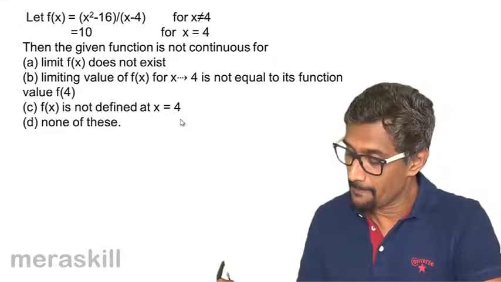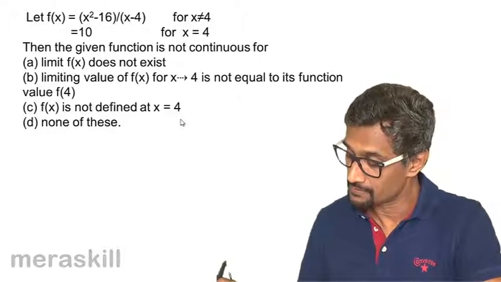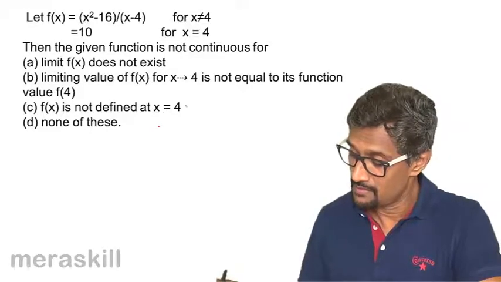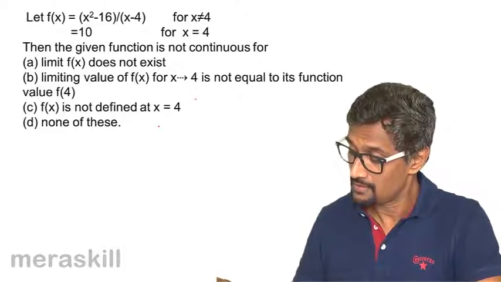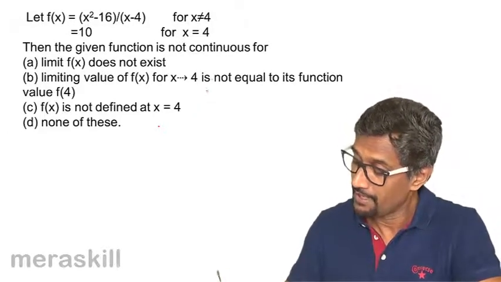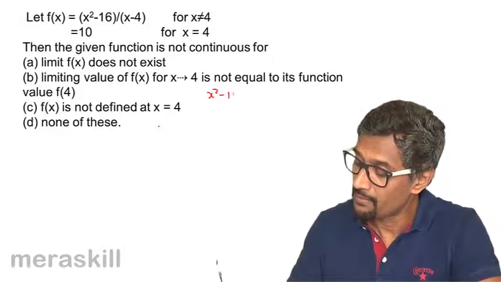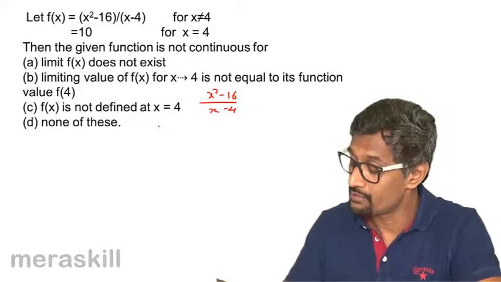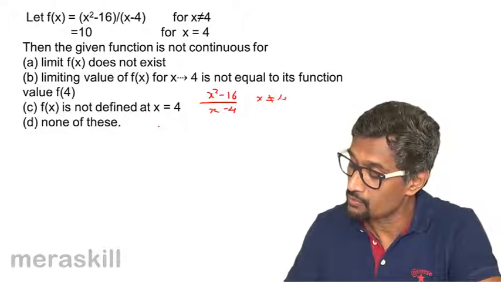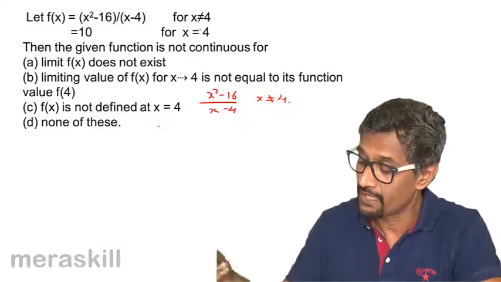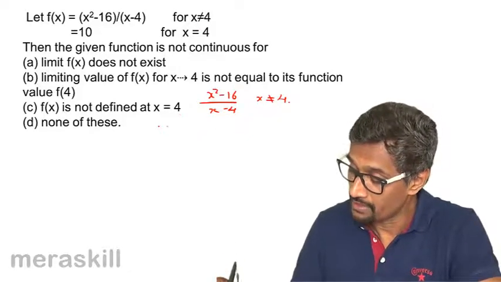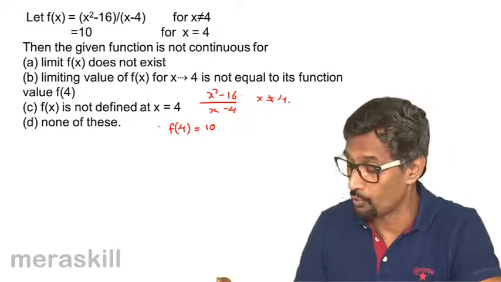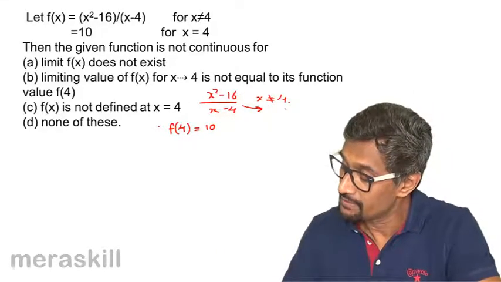Now, let's take this. You have f of x. F of x is x square minus 16 upon x minus 4 for any value of x not equal to 4, and it is equal to 10 when x is equal to 4. So that means f of 4 is definitely equal to 10. This we know.